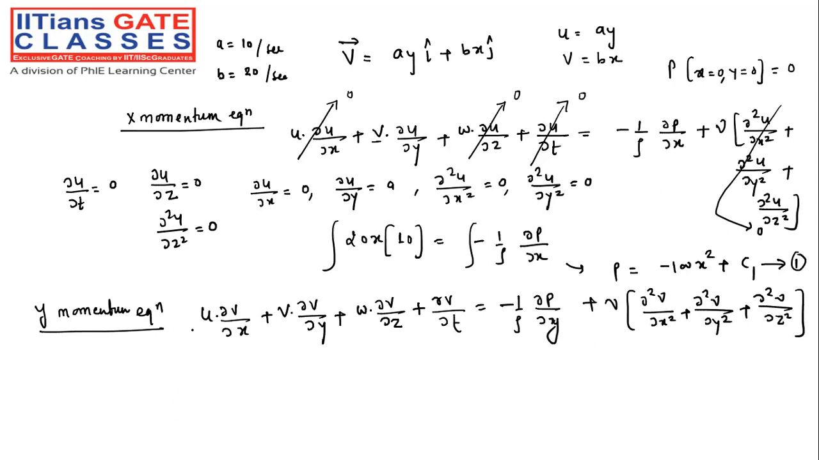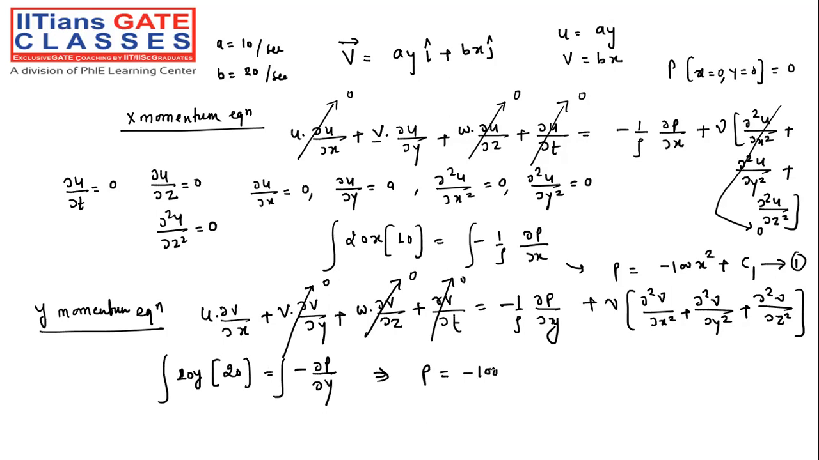And again, if you just calculate, this term will be 0 because dou u by dou t will be 0. This term will also be 0. What about this term? Will also be 0 because there is no y term in the v component. So we are left with 10 into y. Dou v by dou x is what? B, that is 20. That must be equal to minus dou p by dou y. Now if you perform the integration, you are going to get the pressure value as minus 100 into y square plus C2. That is my second equation, my dear friend.